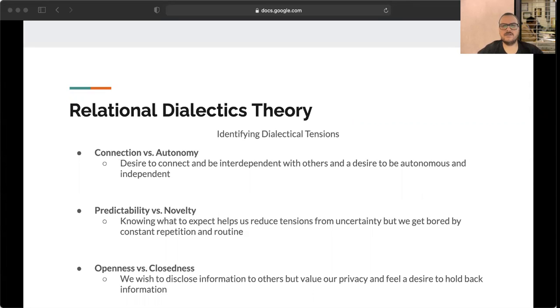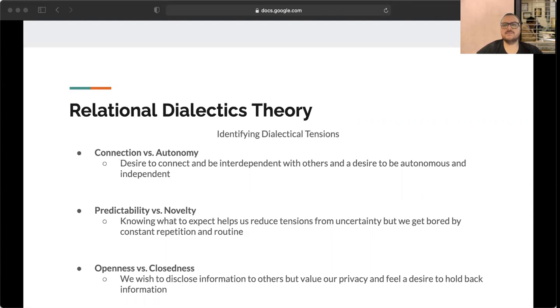Researcher Leslie Baxter identified three dialectical tensions that have been widely researched. The first is connection versus autonomy. And when I say autonomy, it's like independence and freedom. And that's a desire to connect and be interdependent with others and still have a desire to be autonomous and independent. So, say you're on a basketball team, of course, you want to be a team player, but also you want to highlight and showcase your own talents and skills.